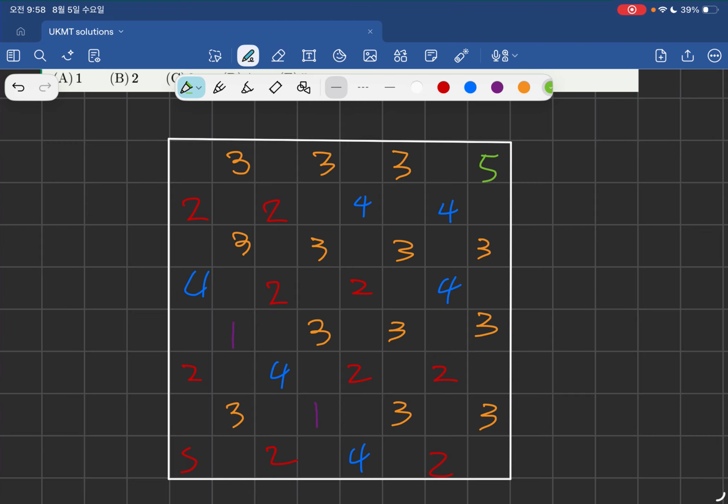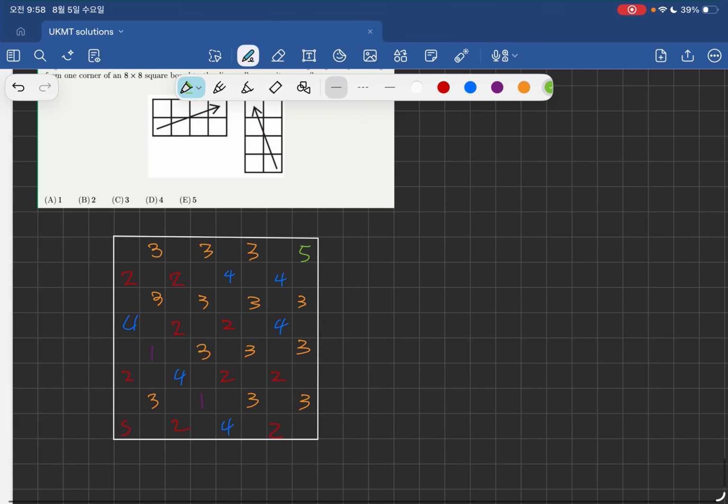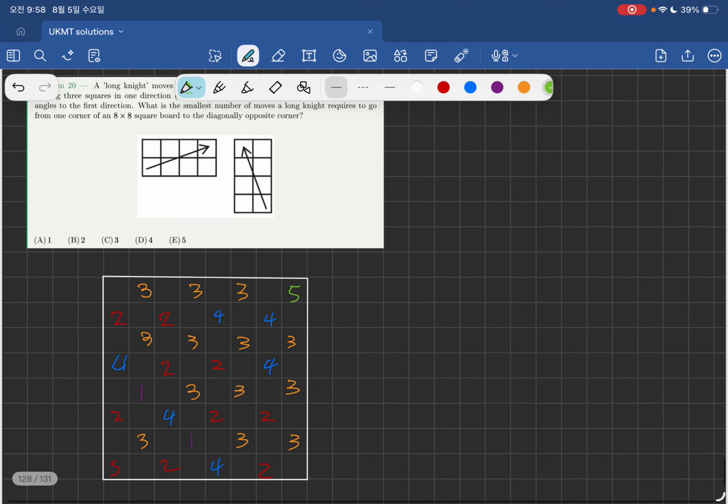So the smallest possible number of moves a long knight requires to go from one corner to the diagonally opposite corner is 5. So E is the correct answer.